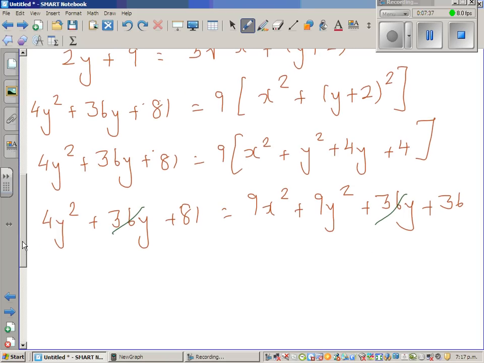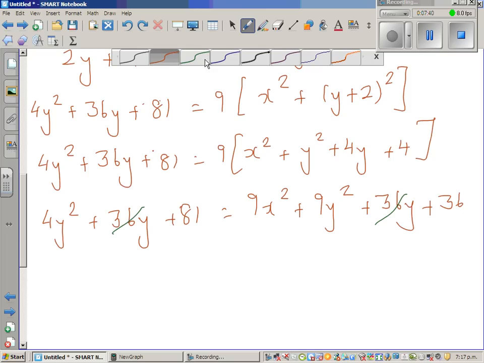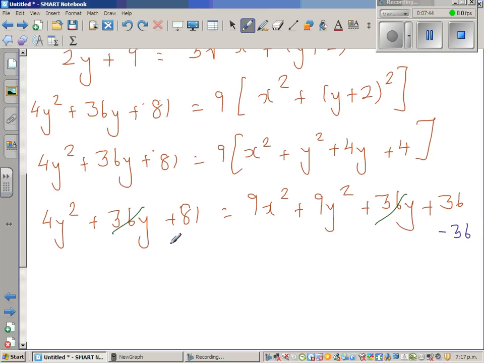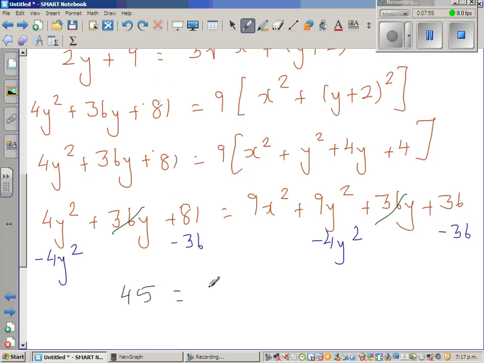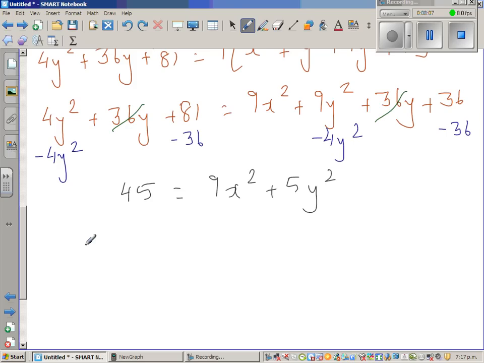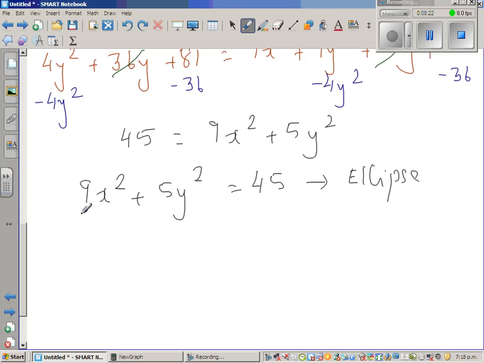So now I'm going to take away 36 from both sides. If you take away 36 from this side, you have to take away 36 from the other side. If you take away 4y squared from this side, you have to take away 4y squared from the other side. So 81 minus 36 is 45, which is equal to 9x squared plus 5y squared. Now, those were learned in conic sections, so 9x squared plus 5y squared is equal to 45 is nothing but the equation of an ellipse. I'll show this on a graphing calculator. To write this in standard form, I'm going to divide by 45 on every term.